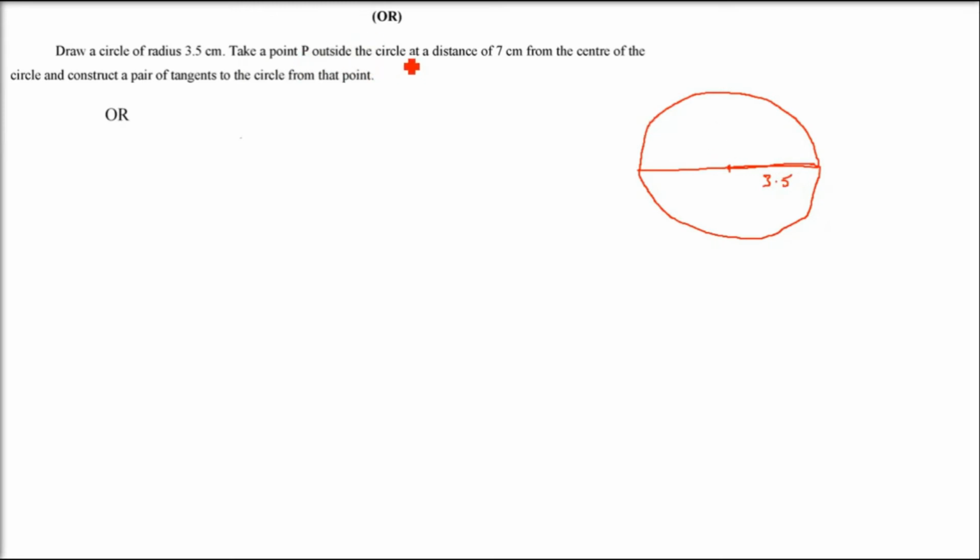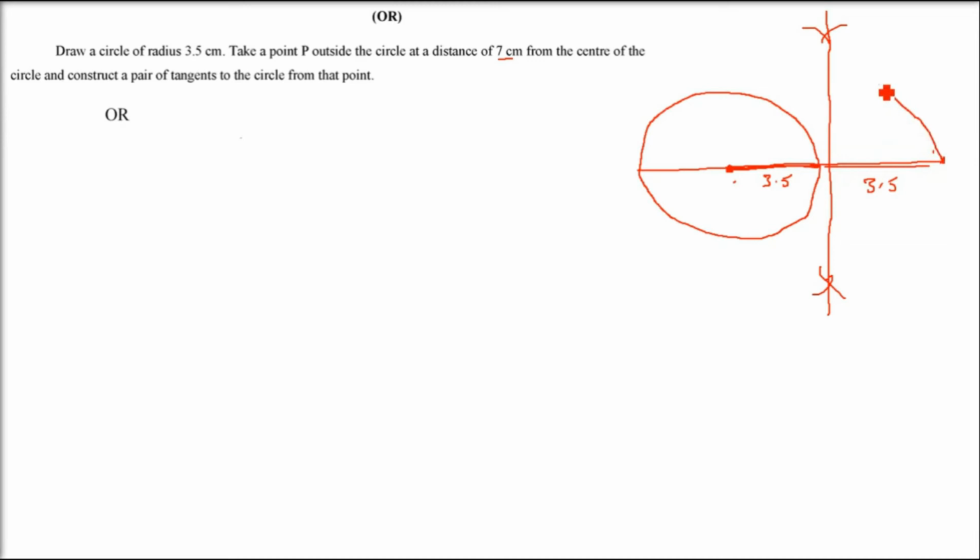Now take a point P outside the circle at a distance of 7 centimeter from the center of the circle. So P is at a distance of 7 centimeter from the center of the circle. So from center, extend it and make the distance as 7. 3.5 is already inside, 3.5 outside. Now you have to make a tangent from the point which is outside. So what we'll do, we'll take the endpoints, these two endpoints, one is the center and one is the last point, and take the protractor and make a quite large distance and cut it here, and below also cut it here. We are trying to make the perpendicular bisector. Now this is the perpendicular bisector.